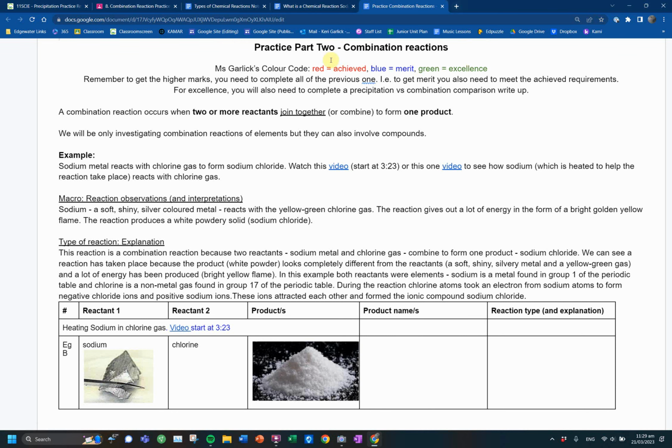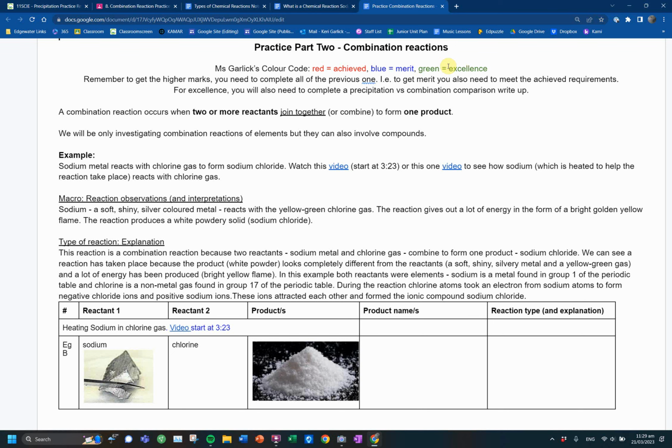Keep in mind that the red component is what I'm writing for achieve. This is what you need to have in order to pass. The blue component is what you then need to add if you want merit. So if you are aiming for merit, you need to have everything that's in red plus the stuff that's in blue. And if you're aiming for excellence, you need everything in red, blue, and green. So basically everything that I've written down.